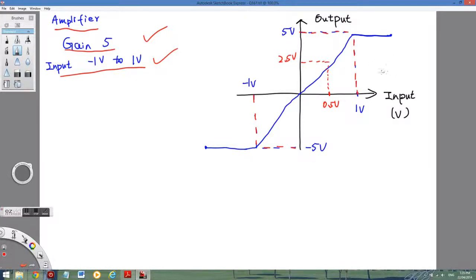For instance, if I ask you the output if the input is 0.01 volt, you'll be able to tell me the output must be 0.5 volt because the gain is 5 and it's within the range. Now, just to make a note, the important thing is the gain is the gradient. The gain basically is the gradient of the graph.